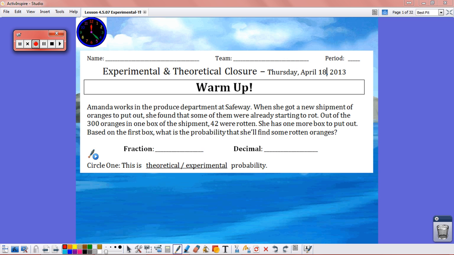This lesson is intended to wrap up experimental and theoretical probability. We used the active votes in class, so it was a voting lesson.